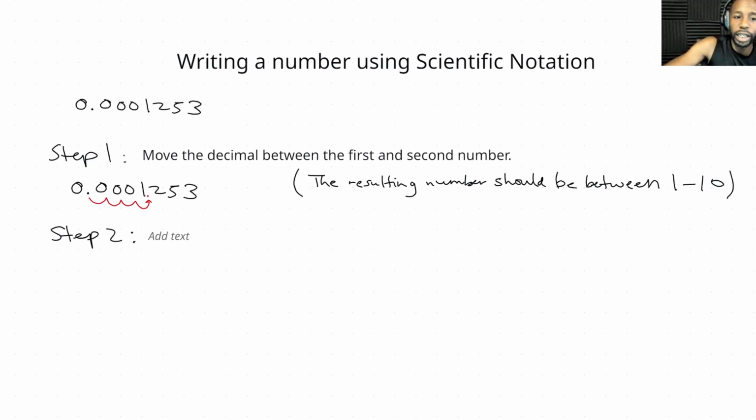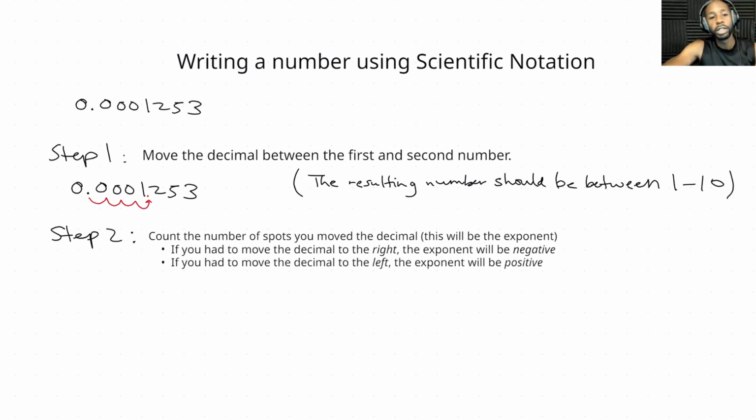All right. So that said, take a look at this here. We moved the decimal one, two, three, four places. Four places to the right, which means that our exponent is going to be -4. And this is the exponent on the 10, because scientific notation is going to be some sort of number times 10 to the exponent. So this is going to be your exponent for your 10. And we know it's negative because we had to move the decimal to the right.